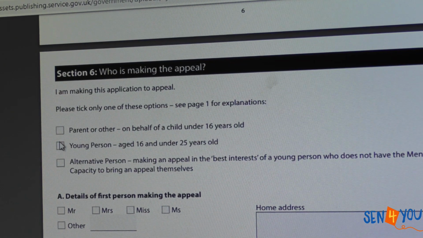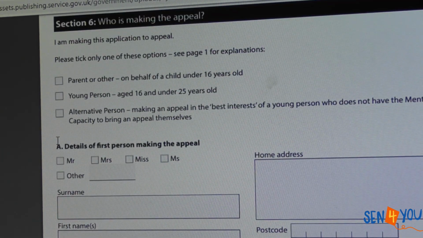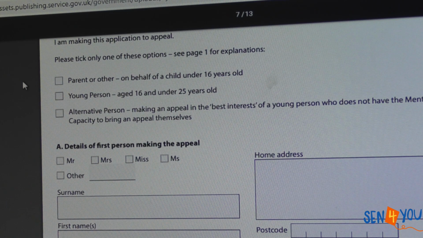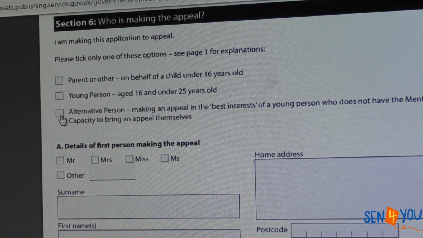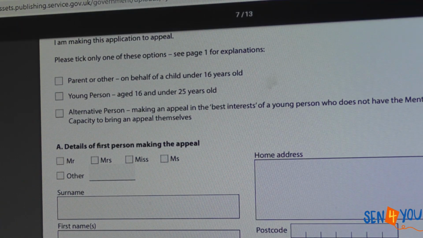You then put the details in Section 6 of who's actually making the appeal. So for children under 16, it will always be the parent. You've got the young person if it's 16 plus, and you've got the alternative person. So the alternative person is someone who is bringing the appeal in the best interest of the young person because they don't have mental capacity to bring the appeal themselves. So in these, again, quite straightforward.